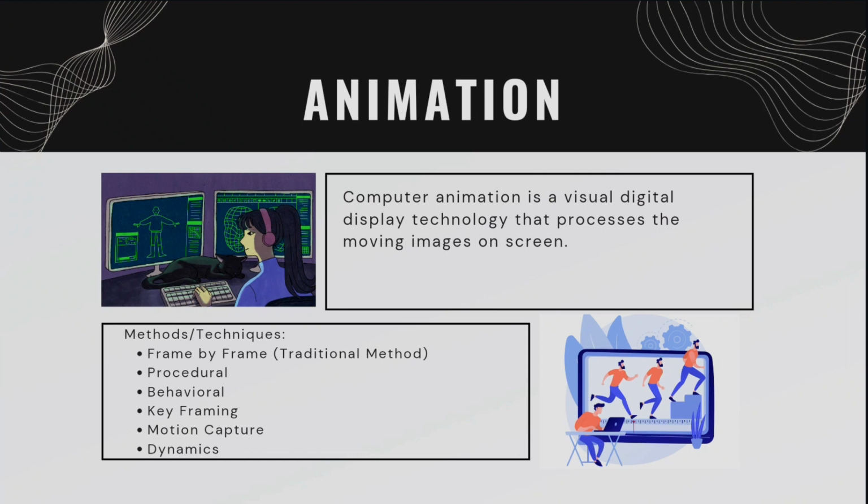Second is procedural. In this, set of rules are used to animate the object. Third, behavioral. According to this method or technique, to a certain extent, the character or object determines its own action, which allows the character to improve later. Fourth, keyframing. A keyframe in computer animation is a frame where we define changes in an animation.